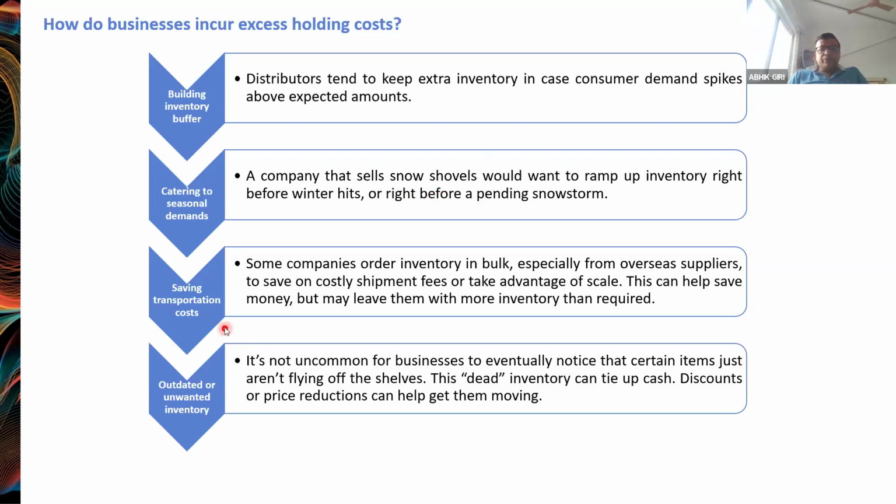Saving transportation costs: sometimes when companies order inventory in bulk, in large quantities, the shipment cost reduces. This helps to save them shipment money, but it might leave them with more inventory than desired. And there is outdated or unwanted inventory. Sometimes certain products just become obsolete, and we can deplete this inventory by offering discounts or price reductions.